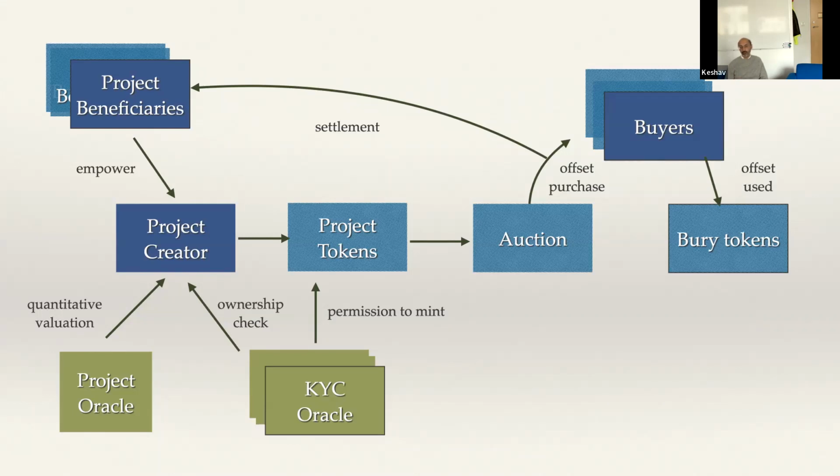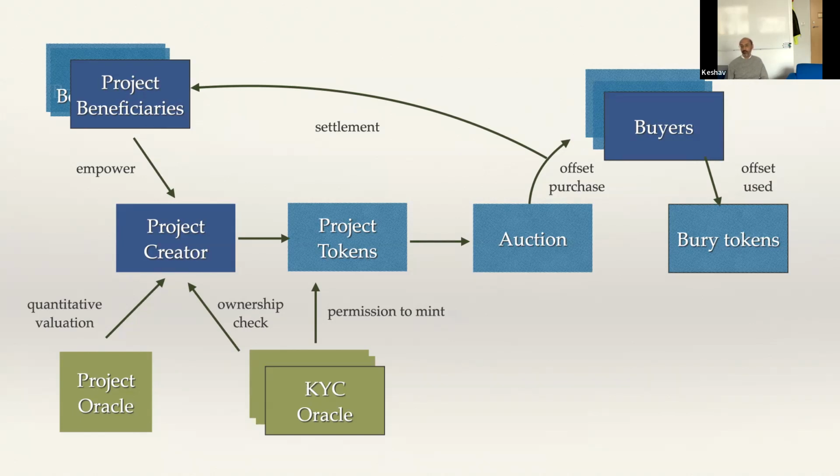At that point, when an auction happens and the project tokens are sold, the buyers get the tokens and the money goes to the project beneficiaries directly. So it cuts out the middlemen. Right now, the project creation and certification can take anywhere from 50 to 80% of the eventual purchase price.